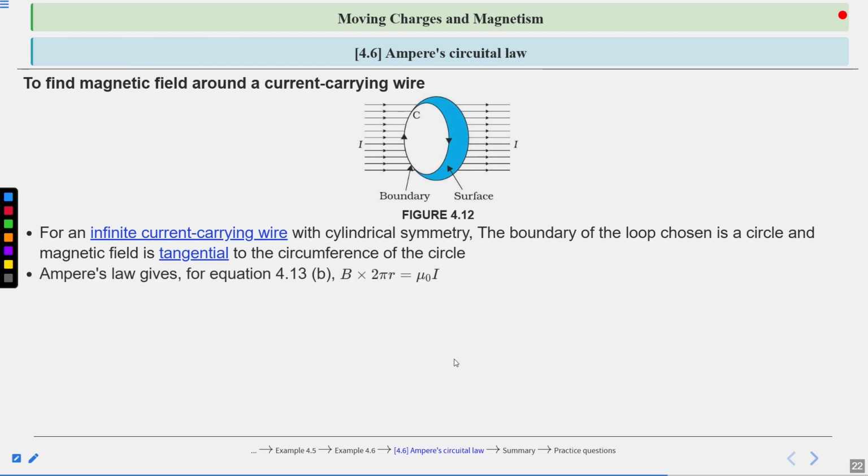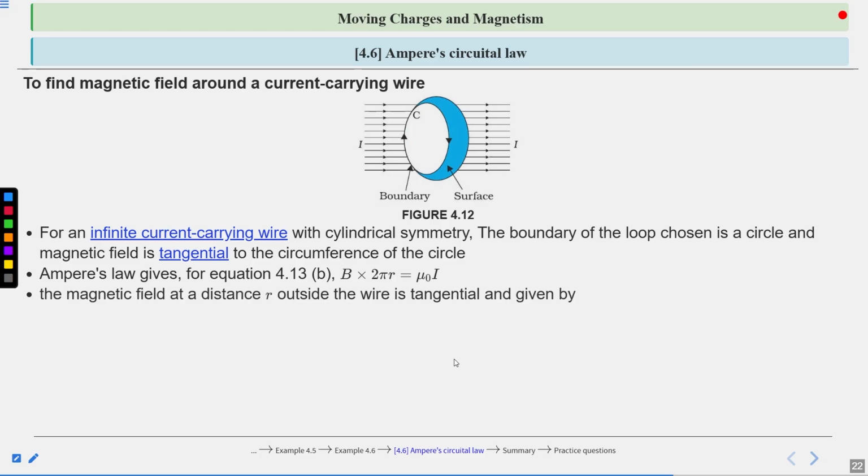Ampere's law gives equation 4.13b. Now replace L with the length of the circular path, which will be 2 pi r. Okay, r is the radius of this Amperian loop. So replace L with 2 pi r. So B into 2 pi r equal to mu naught I. I is the current enclosed by this loop.